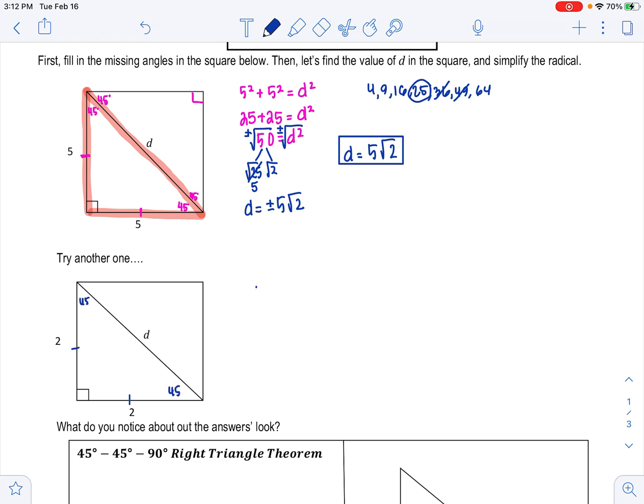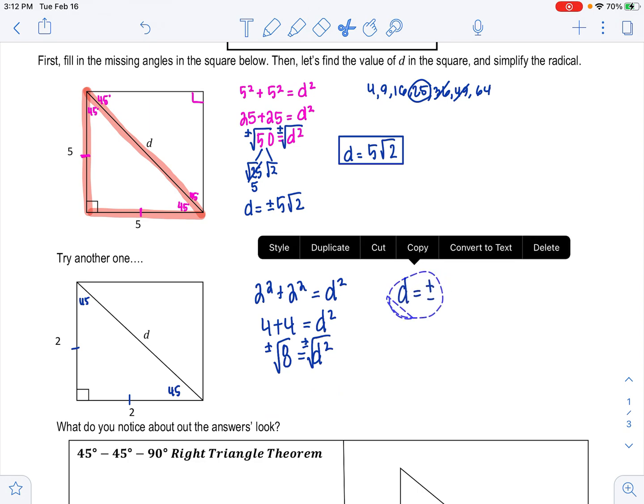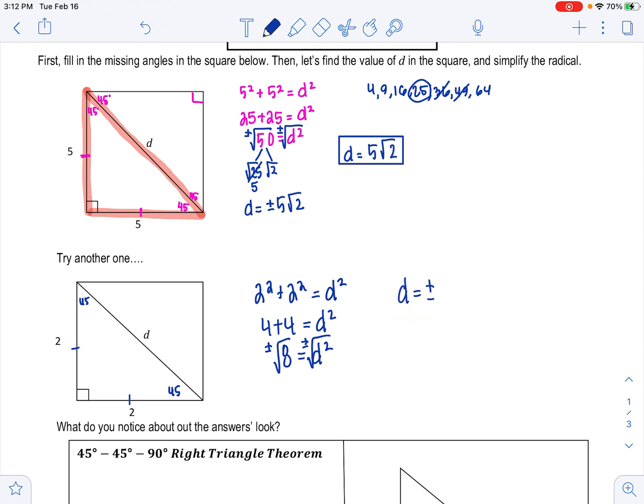We're going to do the same thing. This is 45. This is 45. These two I know are the same. So we're going to do 2 squared plus 2 squared is equal to D squared. 4 plus 4 equals D squared. 8 equals D squared. Square root, plus or minus. D equals plus or minus, and then any perfect squares that go into 8. I can look back up at that list that I made.